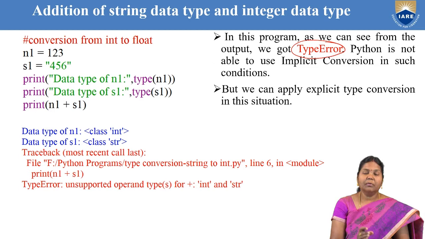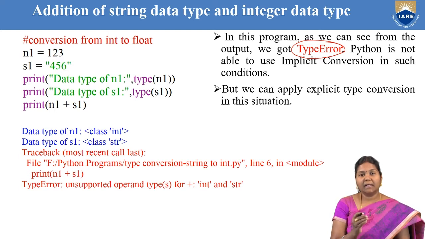Whenever the Python interpreter is doing data conversion, you should understand the compatibility of the data types: what type of data is the source data type, and will it be able to convert into the destination data type or not. Keeping that in mind, you have to write your code.